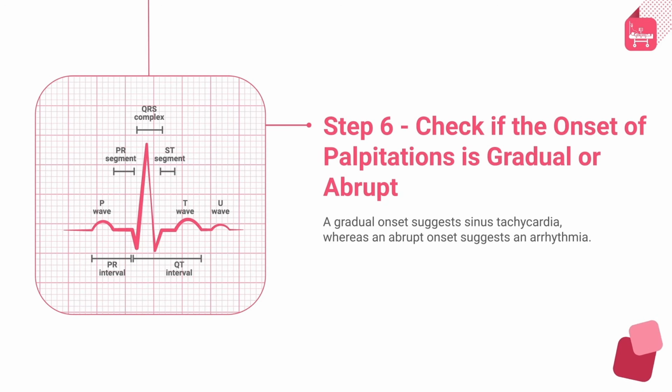Step 6. Check if the onset of palpitations is gradual or abrupt. A gradual onset suggests sinus tachycardia, whereas an abrupt onset suggests an arrhythmia.